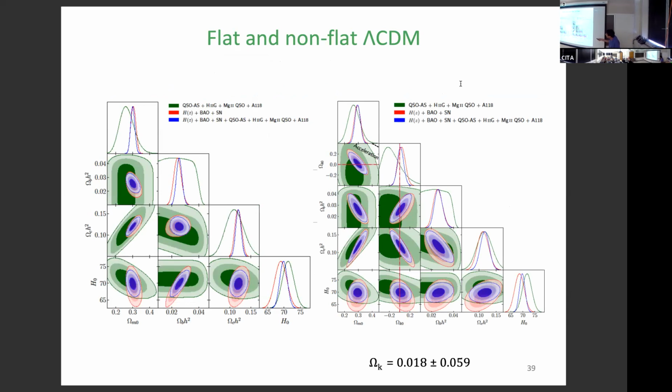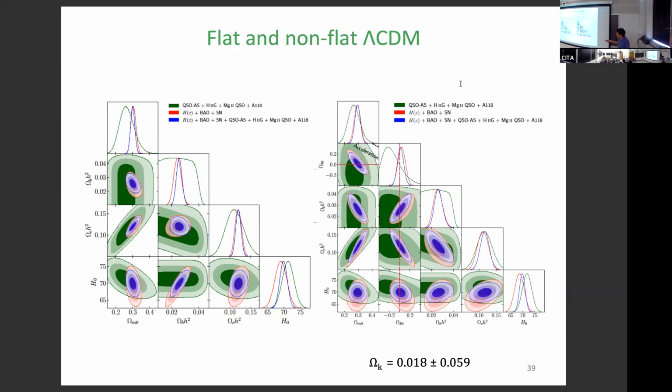And the red contours are Hubble parameter, BAO and supernovae, and you can see them here. They're pretty tight. And the green contours are the angular size, the starburst galaxies, the reverberation measured quasars, the MG2 ones, and the 118 Amati correlated gamma ray bursts. And you can see that when you combine them, you get the blue contours. They do tighten it up a little bit, but it's not a hugely significant effect.